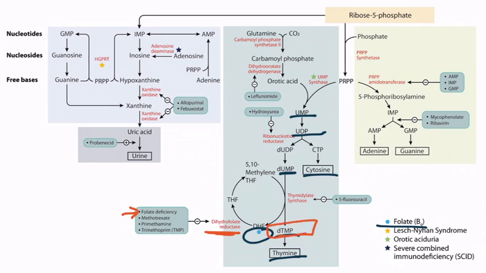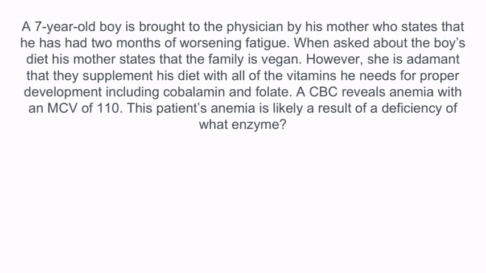Okay, let's do a question. A 7-year-old boy is brought to the physician by his mother, who states that he has had 2 months of worsening fatigue. When asked about the boy's diet, his mother states that the family is vegan. However, she is adamant that they supplement his diet with all of the vitamins he needs for proper development, including cobalamin and folate. A CBC reveals anemia with an MCV of 110. This patient's anemia is likely a result of a deficiency of what enzyme?